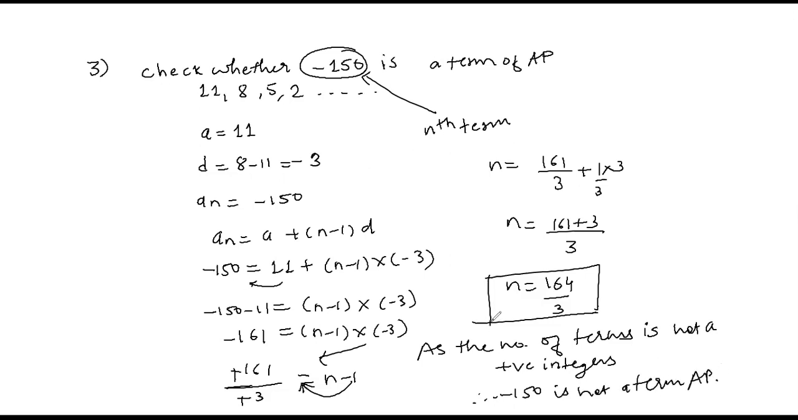So it depends on n. The value of n has to be a positive integer. So if the value of n is not a positive integer, it is not a term of the AP. Hope you understood all the 3 questions and the types which we have seen today.